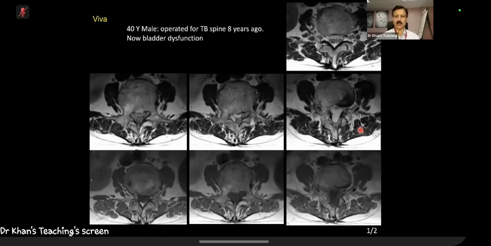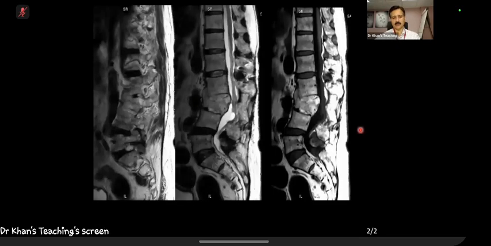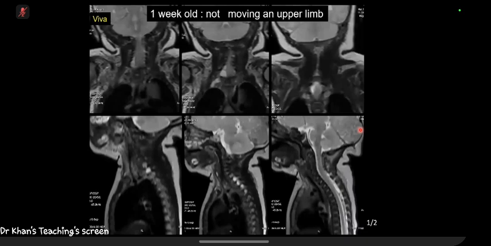Please remember, in acute arachnoiditis, the nerve roots can enhance and they will be thickened. But this is chronic arachnoiditis. Sorry, forgot the name.